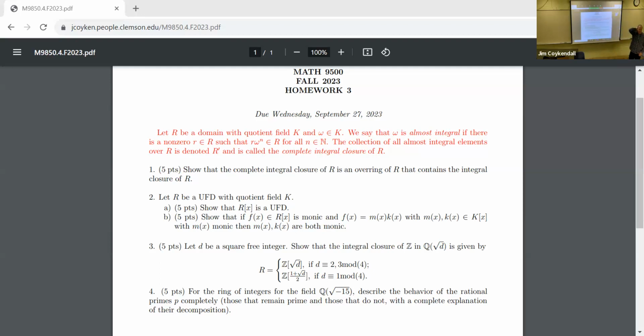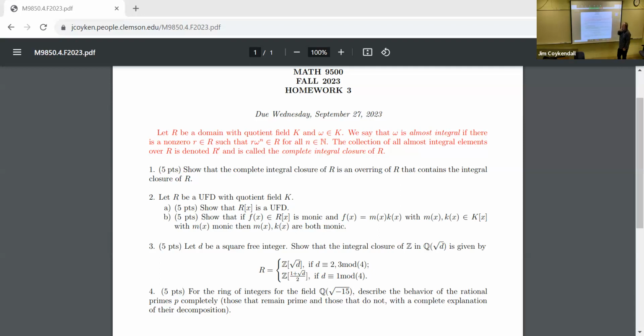The name's something of a misnomer because it's going to turn out, we're going to see later, that the integral closure is always integrally closed, but the complete integral closure need not be completely integrally closed. So sometimes you can keep priming things, and in fact, you can go on forever, which really is, somebody named that a little bit prematurely, I think.